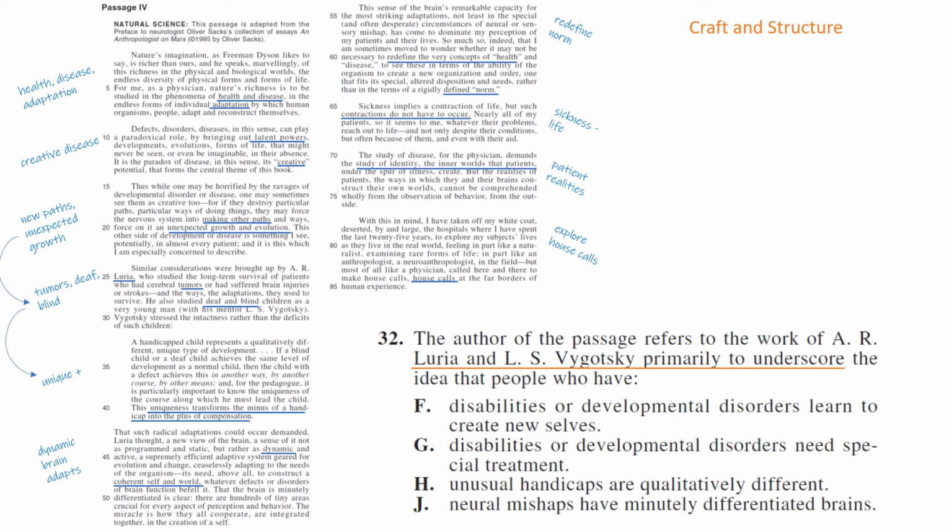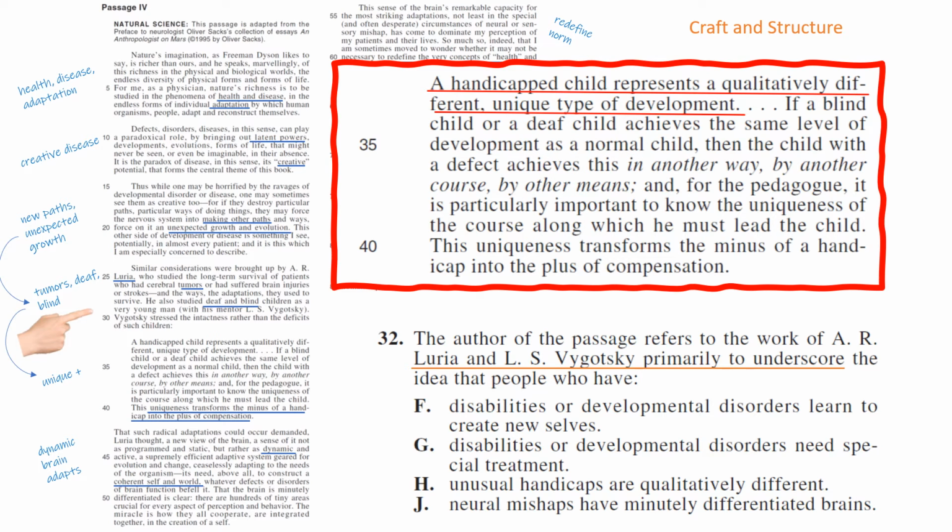Number 32, the author of the passage refers to the work of Luria and Vygotsky. So that's here, to underscore what idea? Well, we just interacted with this, and it actually tells us directly in the text. We just read that: a handicapped child with qualitatively different, unique development. So H, it says it directly in the question. It's a craft and structure question. Actually, it seems more like a key idea question even, just finding what it means.